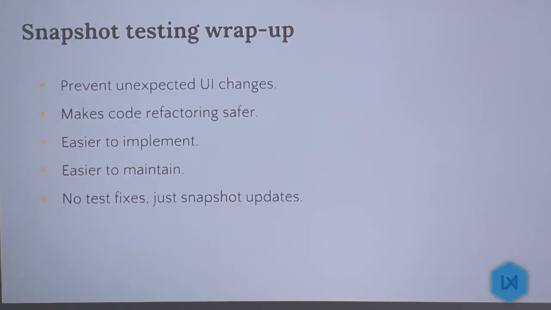So, snapshot testing is very useful to prevent unexpected UI changes. It makes code refactors much safer. Snapshot tests are very easy to implement and to maintain, and there are no more test fixes. We just have to update the snapshots.